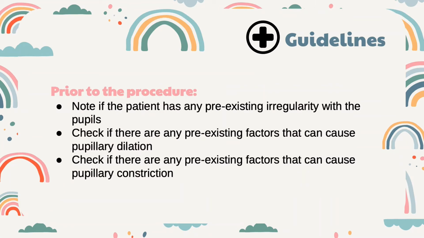For the guidelines, prior to the procedure, first note if the patient has any pre-existing irregularity with the pupils, for example, cataracts, false eye, or previous eye injury. Second, check if there are any pre-existing factors that can cause pupillary dilation, for example, medications including atropine and sympathomimetics, and traumatic mydriasis. And third, check if there are any pre-existing factors that can cause pupillary constriction, for example, medications including narcotics and topical beta blockers.